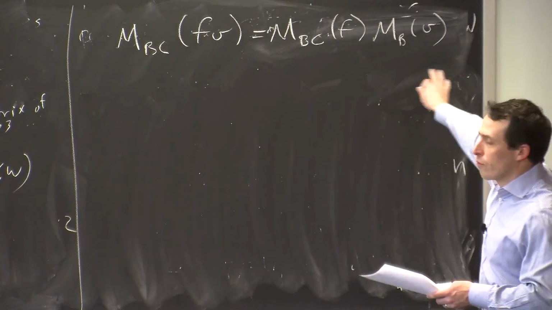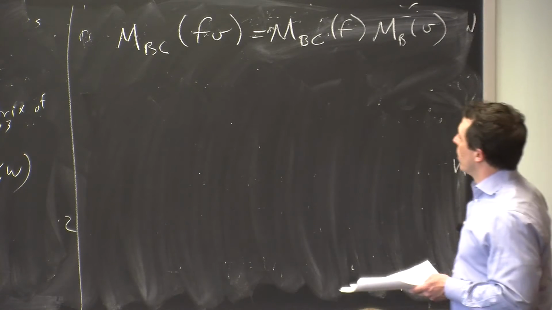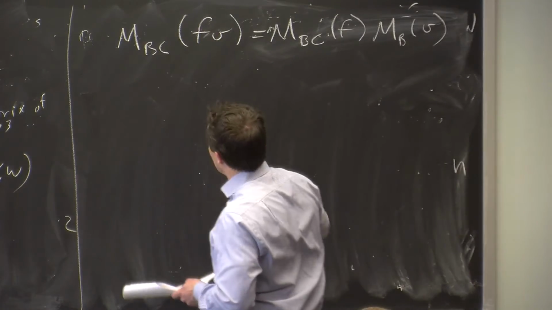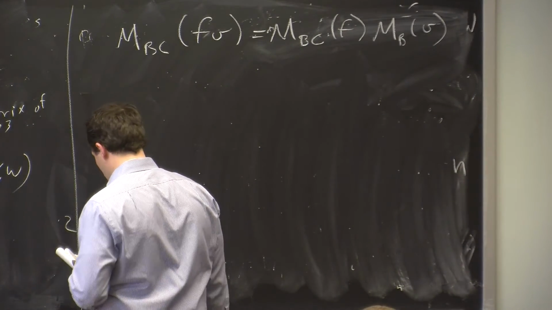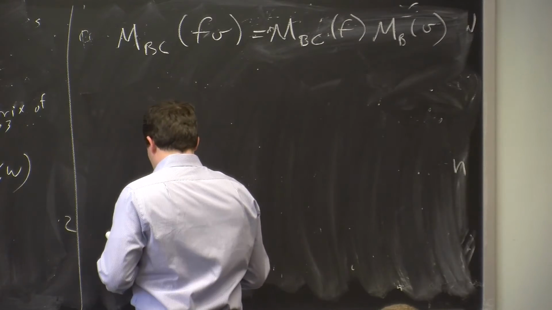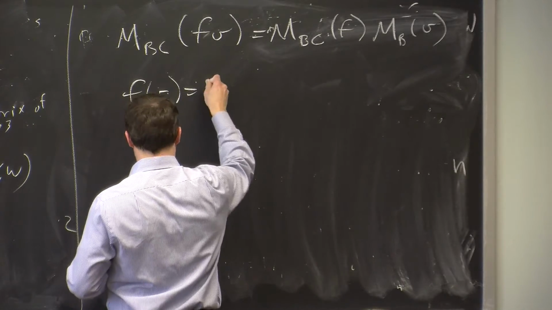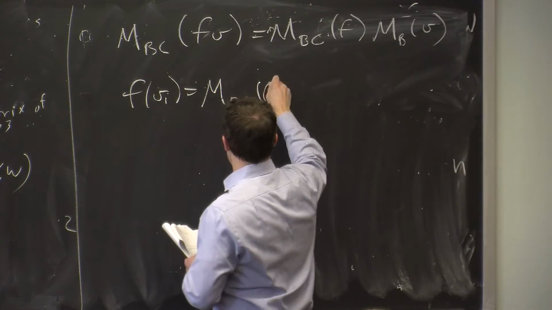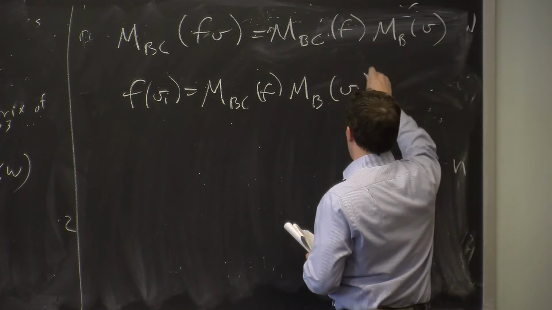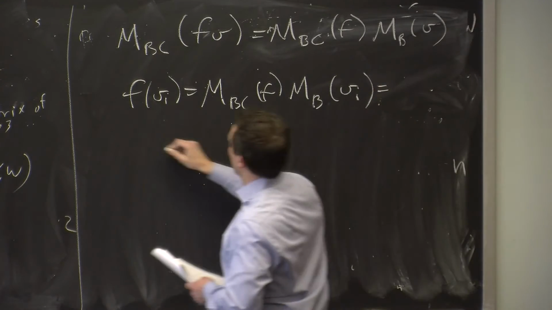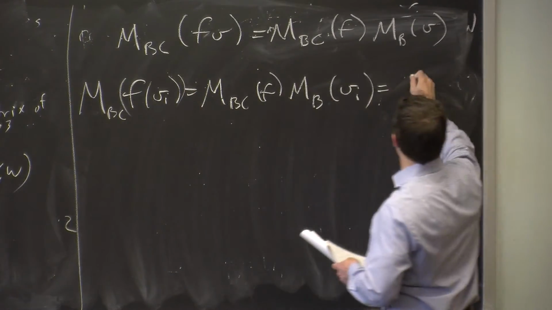And more generally, that's true if I want to compose two linear transformations. And so if this thing goes to 0, f of vi equals MBC of f times MB of vi. Sorry, I should have an MBC over here. That's equal to 0.